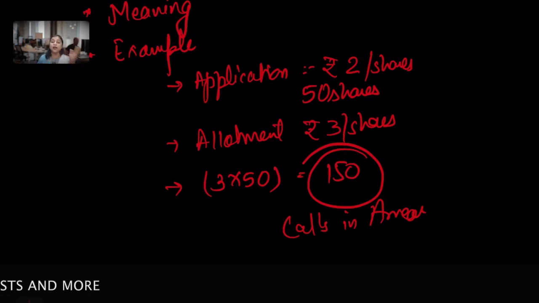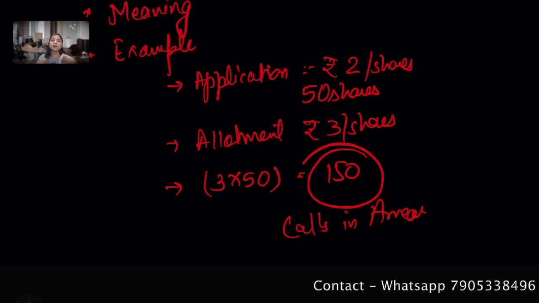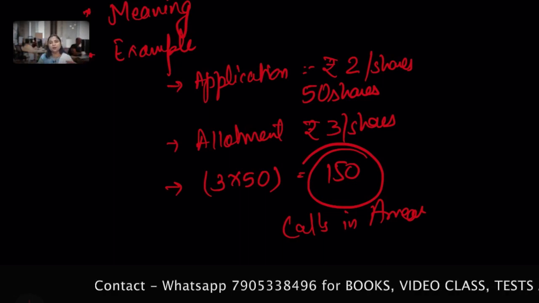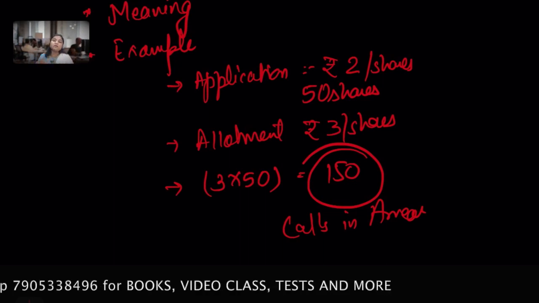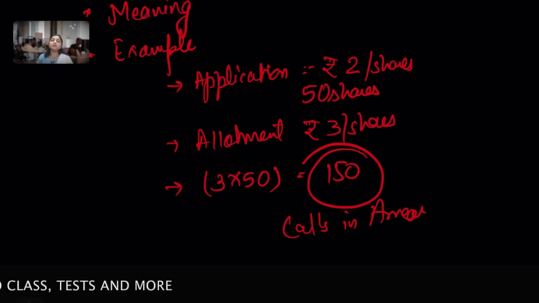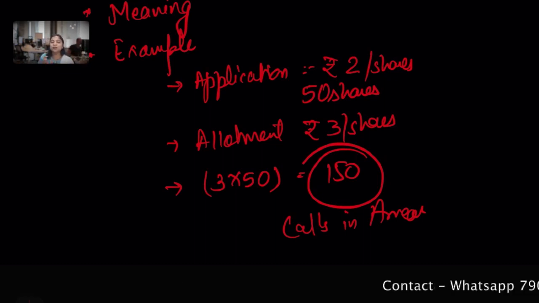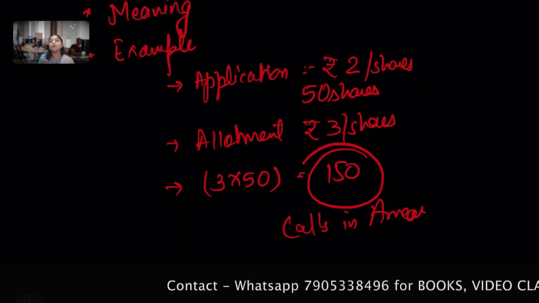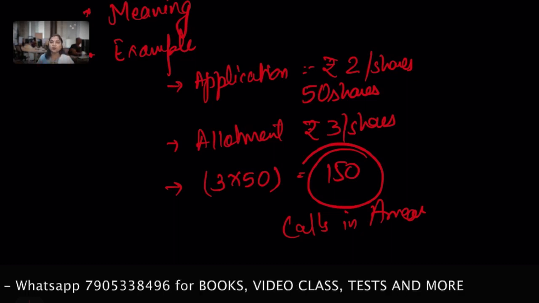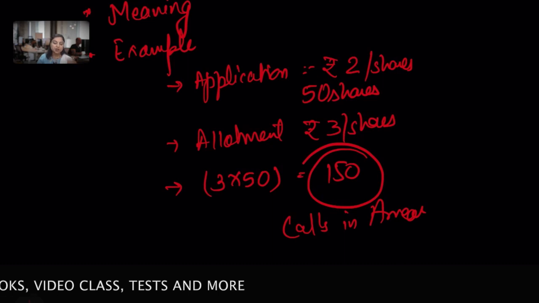Why does this need to be transferred to an arrear account? Because we, meaning the company, called you to pay that amount but you failed to pay it. So it is very important to close that particular allotment, first call or second call, and the difference, that means the arrear and default from your side, needs to be transferred to the calls in arrear account. Hope it's clear. So this is all about the example.